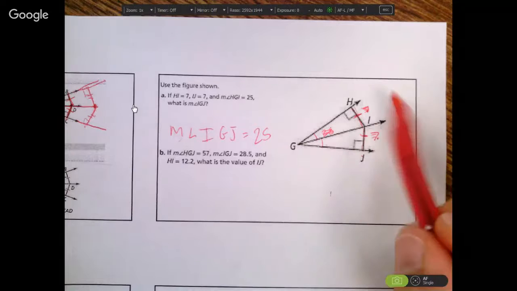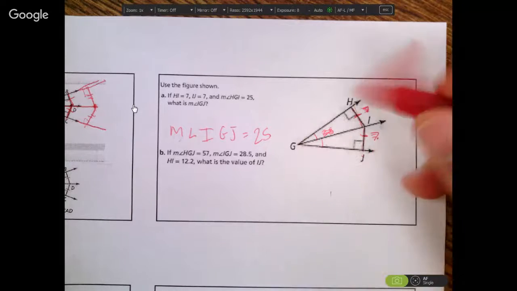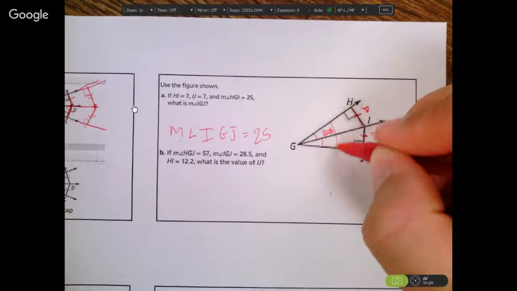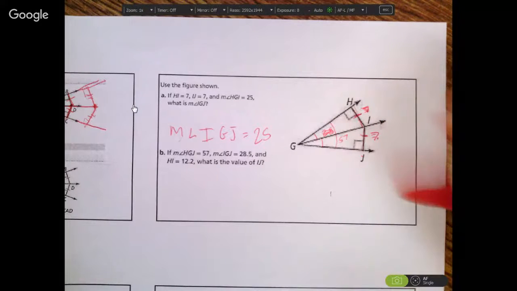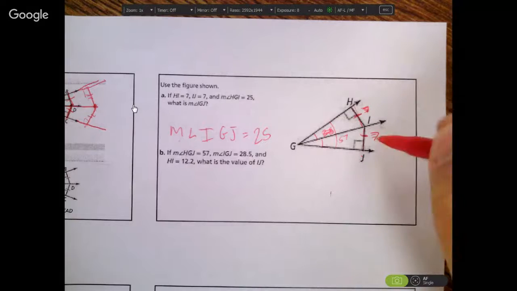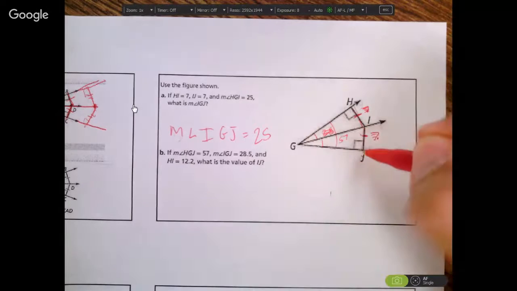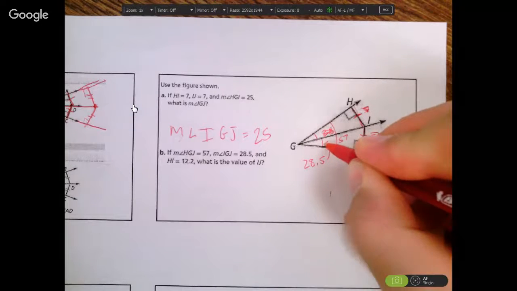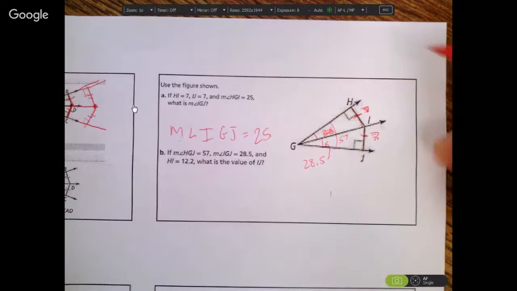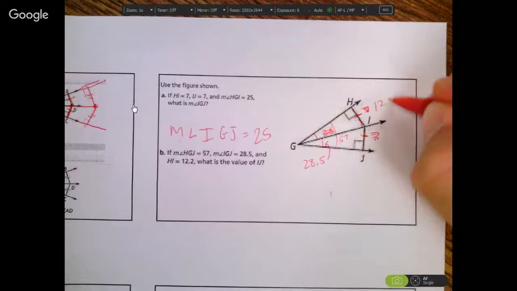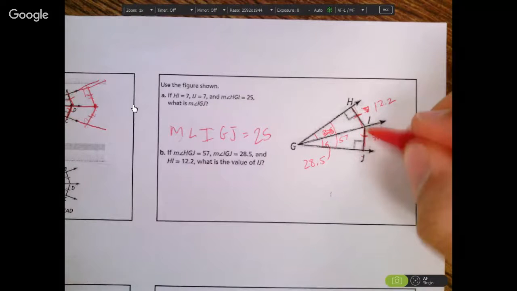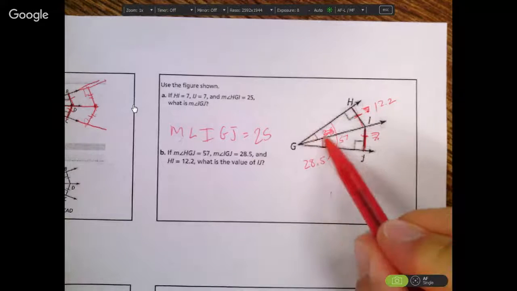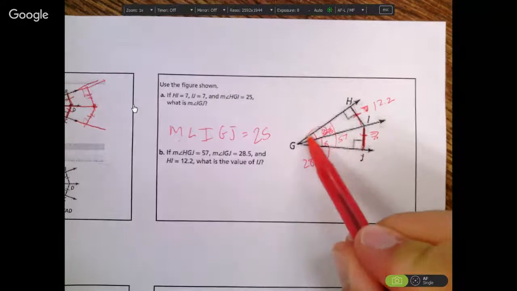So it says HGJ is 57 degrees, HGJ. So that's the big angle is 57. And then they tell me that IGJ is 28.5. That's this angle here. They tell me that HI is 12.2. What is this?